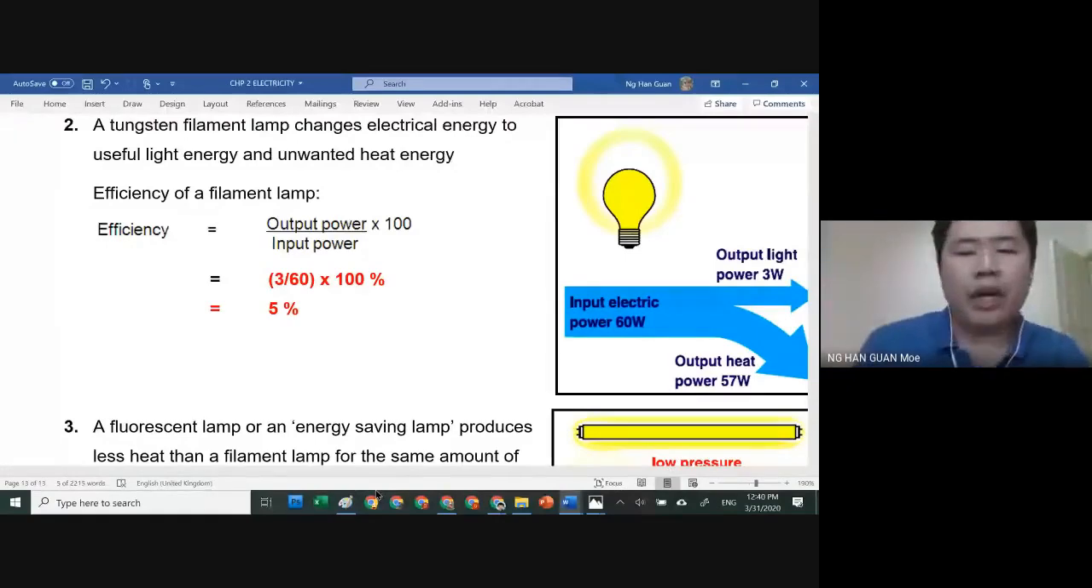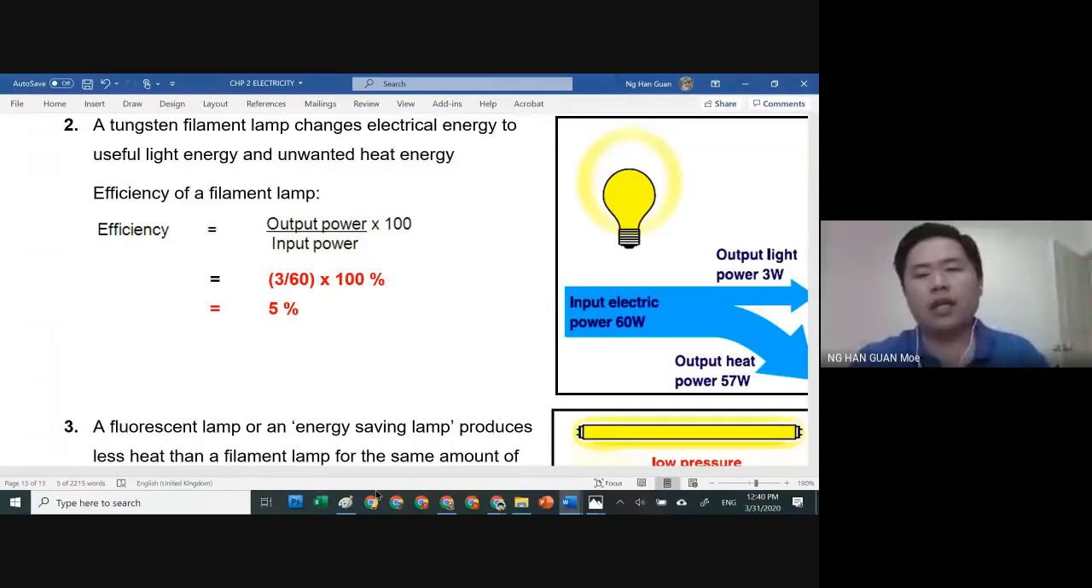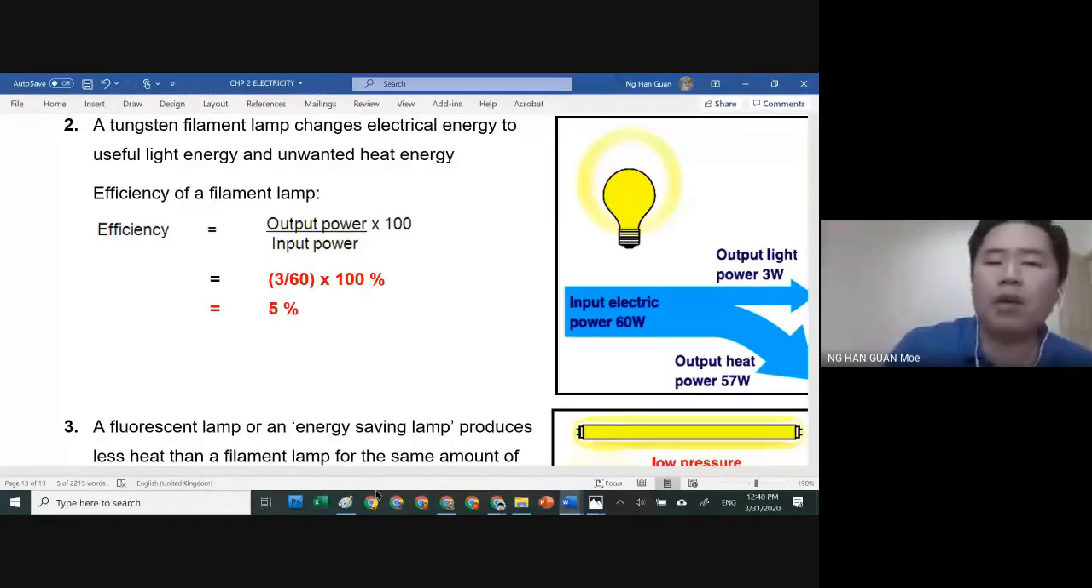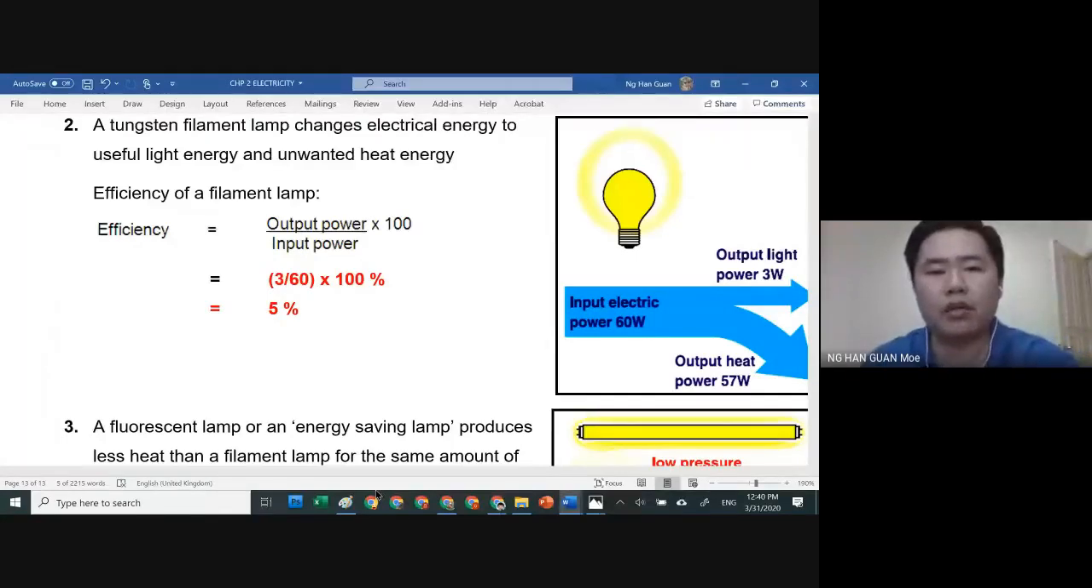Basically, we need the brightness, we need the light. We don't want the heat. So the energy loss is the heat. It makes our device's efficiency lower. So from the information that we have, we do the calculation to find the efficiency, which is the output power divided by the input power, multiplied by 100%.